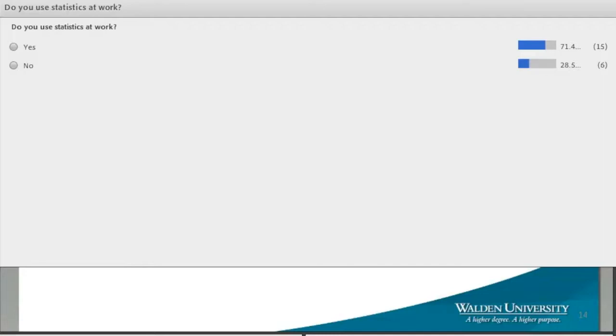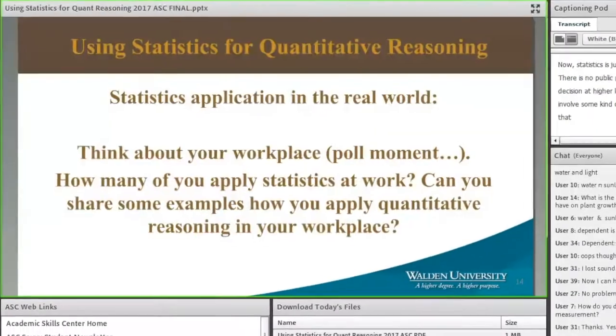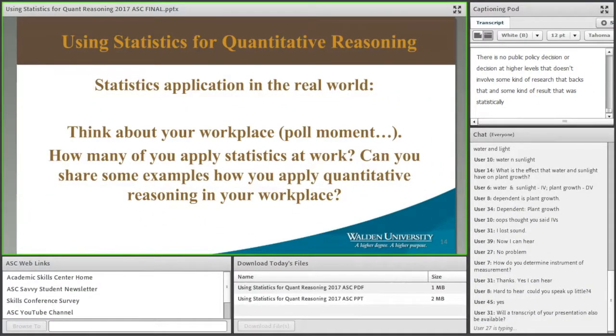Now, statistics is just all around us. There is no public policy decision or decision at higher levels that doesn't involve some kind of research that backs that, and some kind of result that was statistically deduced. That's the kind of experience you get when you enter your statistics courses. You'll see that it has real life applications, and you will learn as a researcher to apply that as well, to get yourself through the process of quantitative reasoning that you will definitely use at the doctoral level if you choose a quantitative research method.